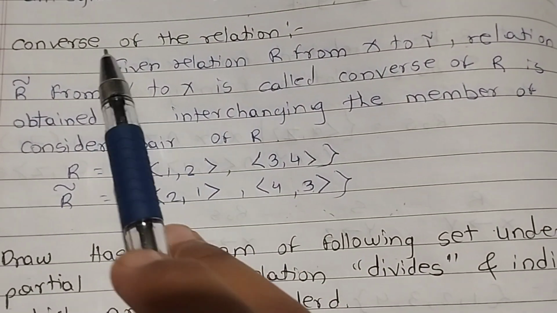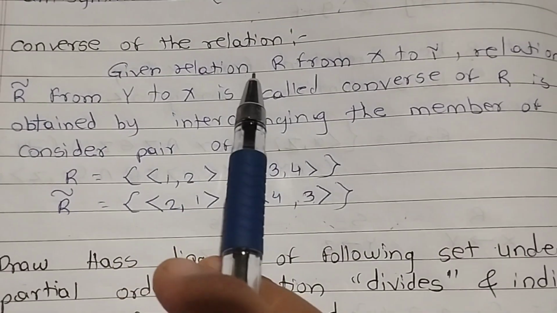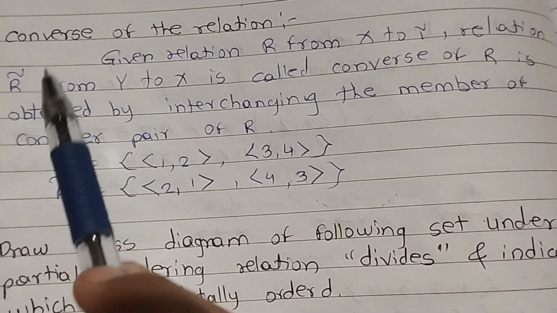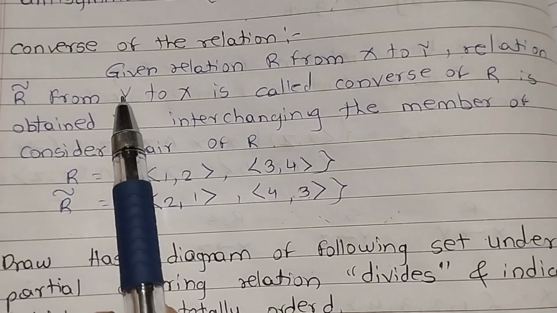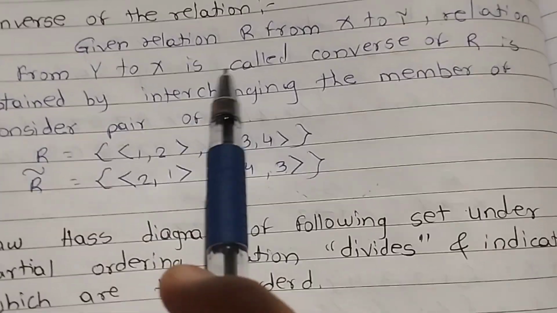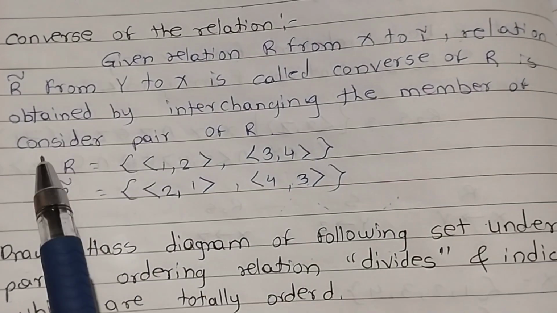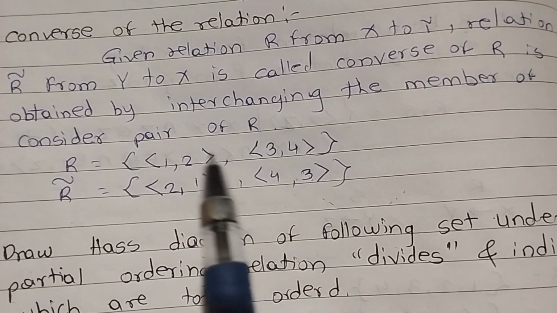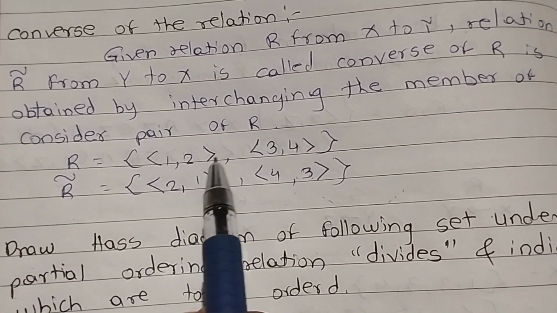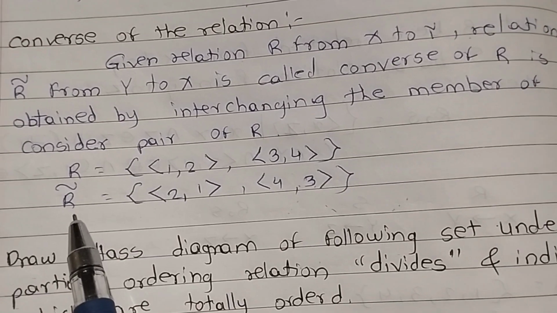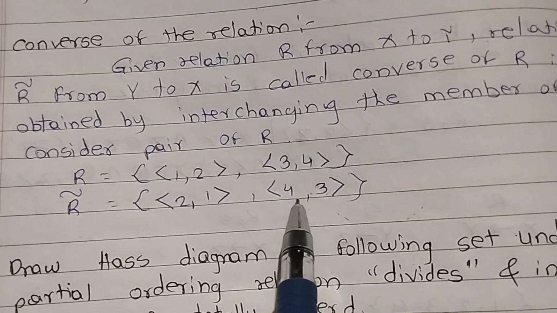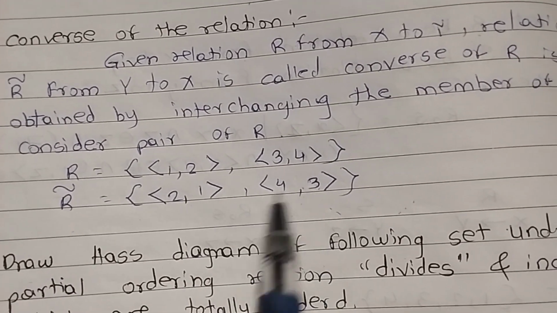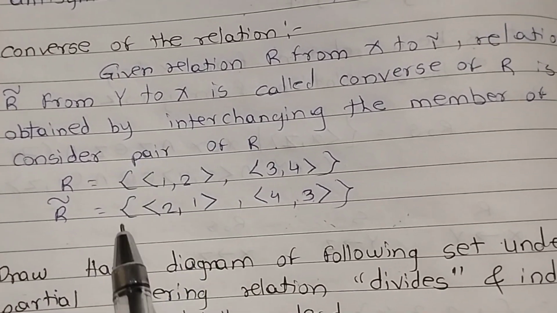Now the next concept is the converse of a relation. Given a relation R from X to Y, the relation R bar from Y to X is called the converse of R, and is obtained by interchanging the members of each considered pair in R. Here R is given as (1, 2), (3, 4). Now the converse of the relation is (2, 1), (4, 3). Interchange the positions of the members. This is the converse of the relation.